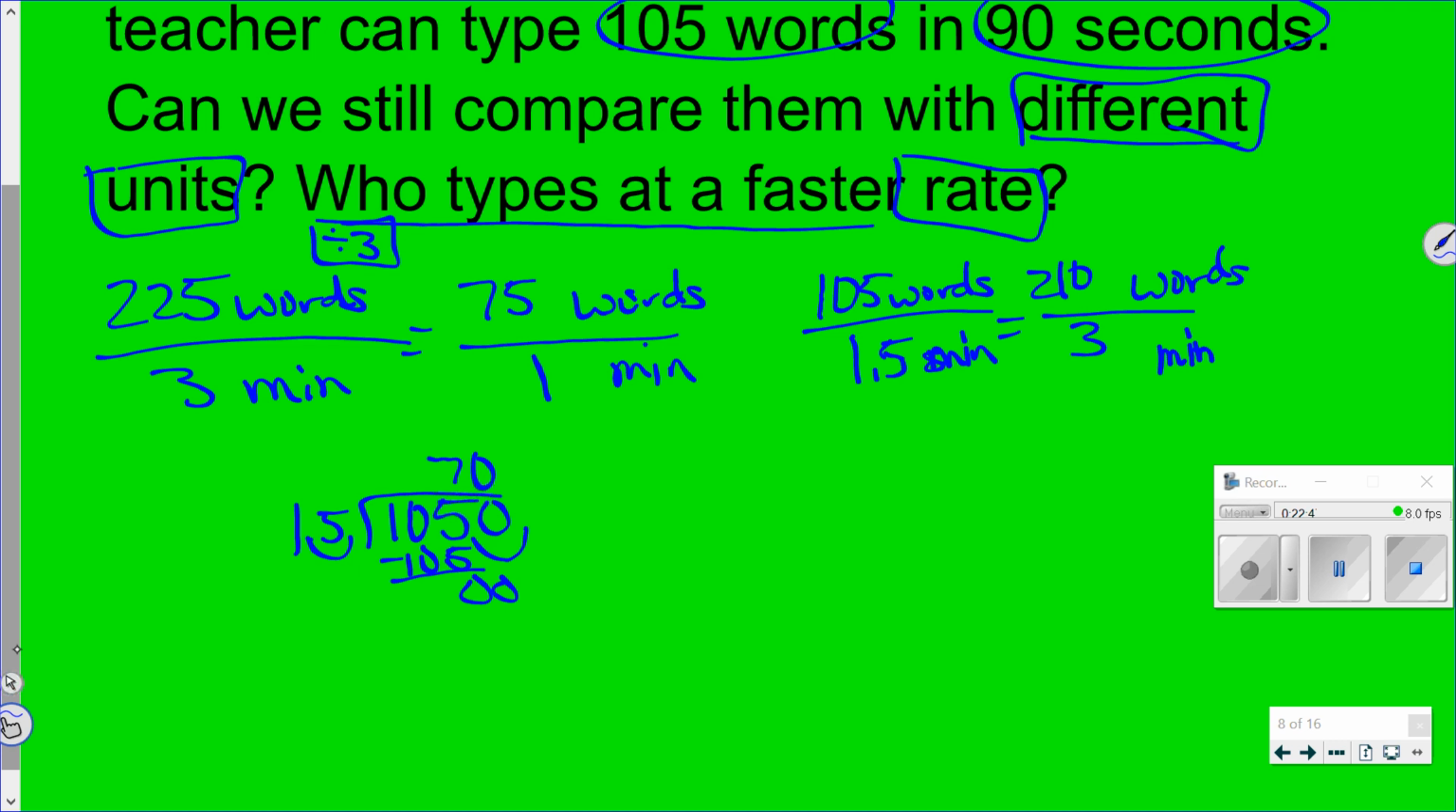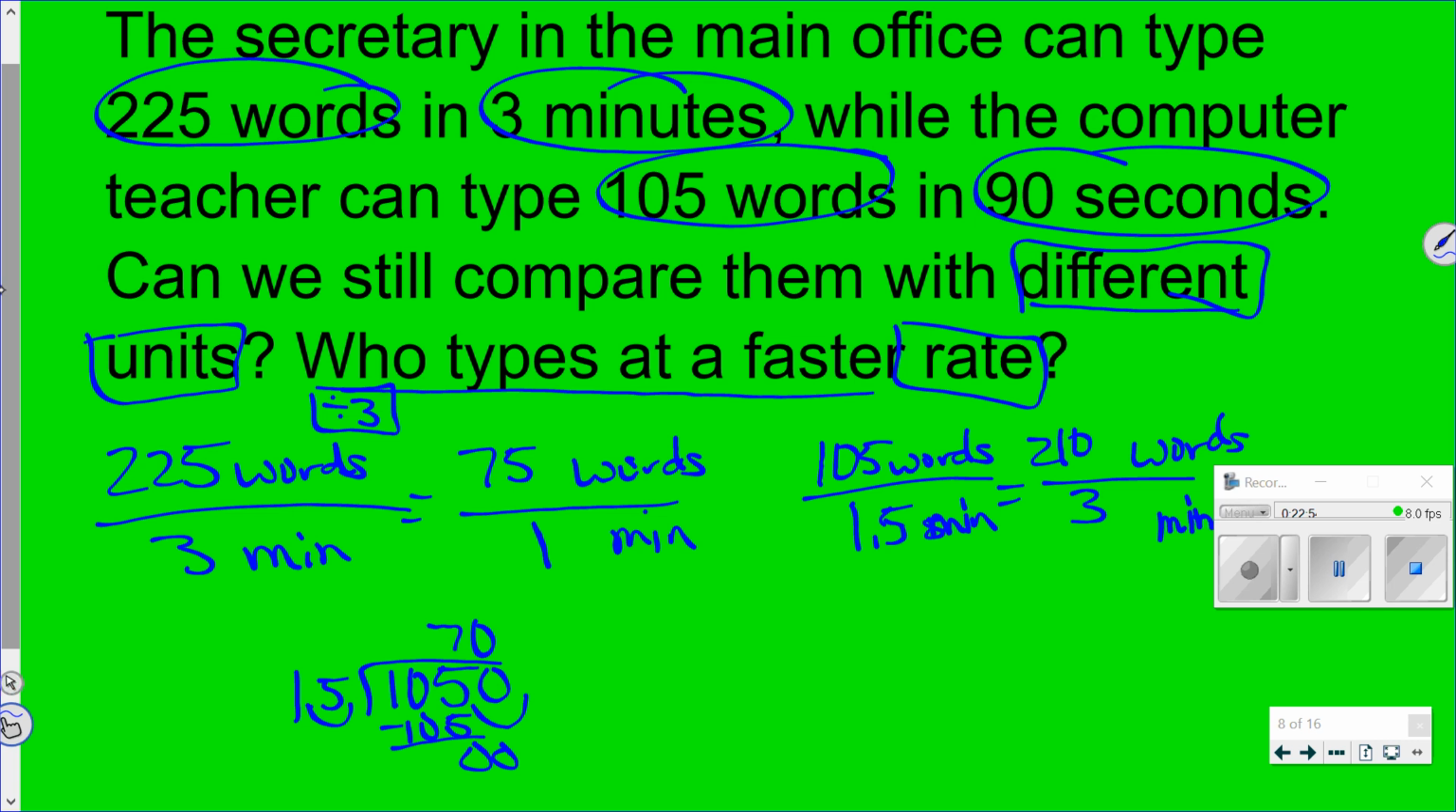Words per minute. Wait, can you pull up? Because I can't see the entire question. Thank you. So, 225 words in 3 minutes and 105 words in... Actually, never mind. I think that's mine.